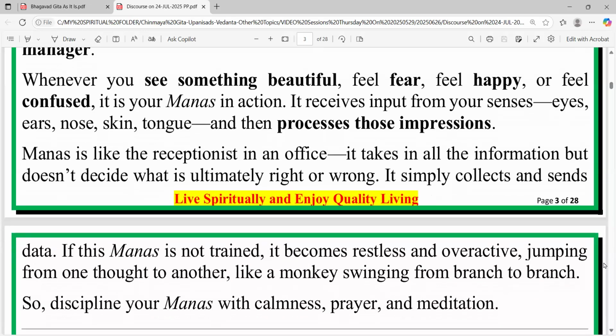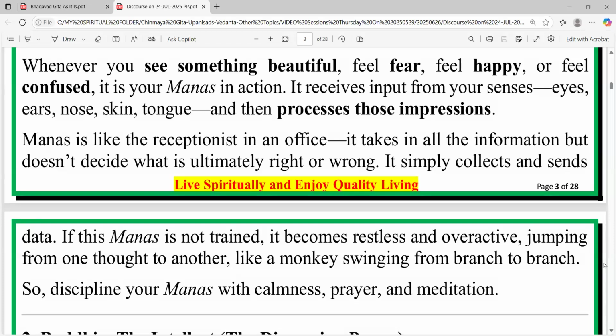Whenever you see something beautiful, feel fear, feel happy, or feel confused, it is your manas in action. It receives input from your senses, which are eyes, ears, nose, skin, and tongue, and then processes those impressions. Manas is like the receptionist in an office. It takes in all the information but does not decide what is ultimately right or wrong. It simply collects and sends data.